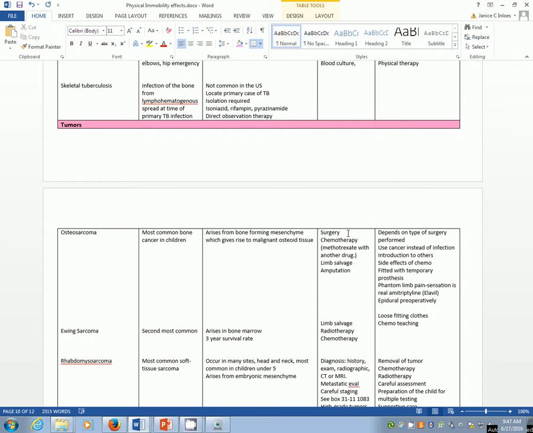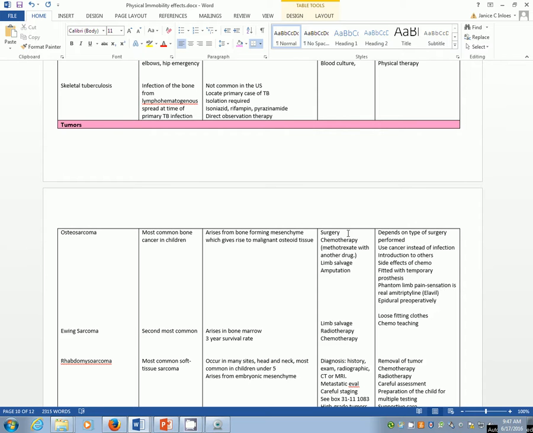And of course, there's a high incidence of amputation in osteosarcoma. I know several of you have seen a lot of children with this in their lower limbs, because lower limbs, in that long bone, are usually where we're going to see this. So it kind of depends on the type of surgery done as to what care we give.